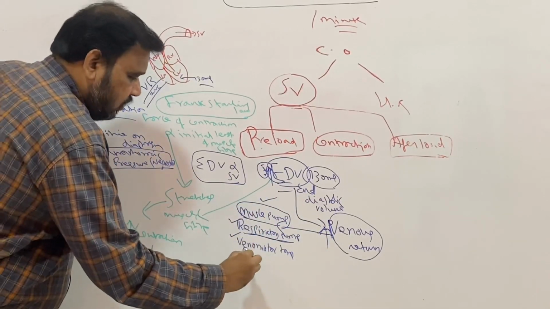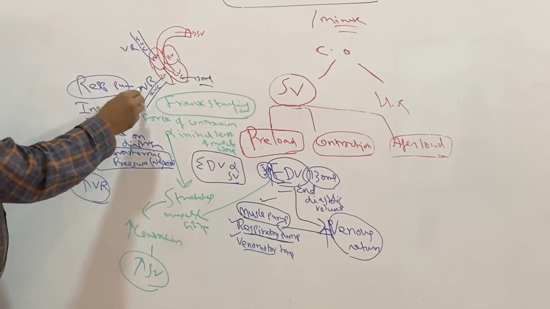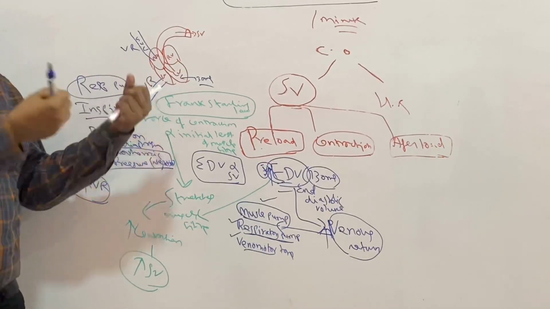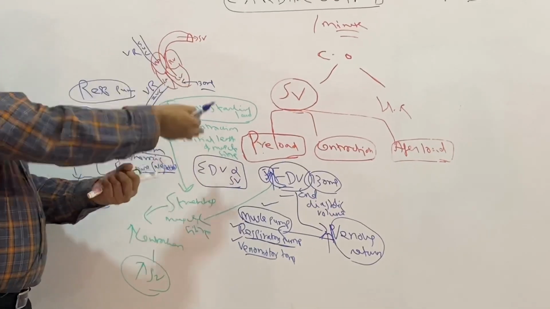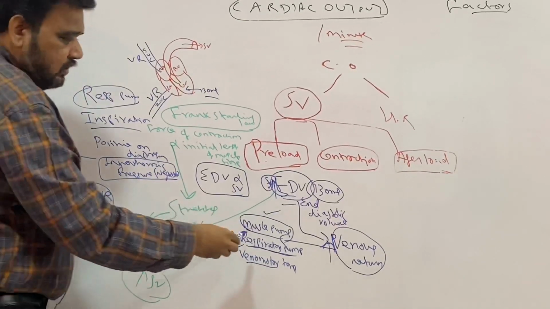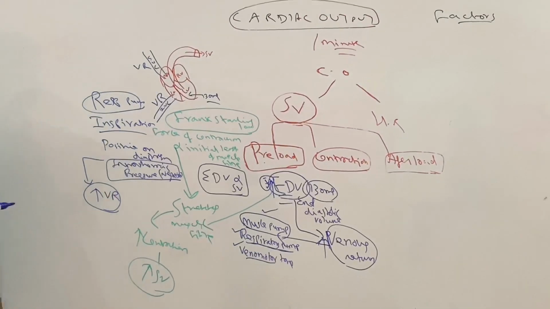Now coming to venomotor tone, as the name suggests, venoconstriction. Whenever the veins constrict, more blood will be coming into the heart. So venous return is increased. All these increase the venous return.